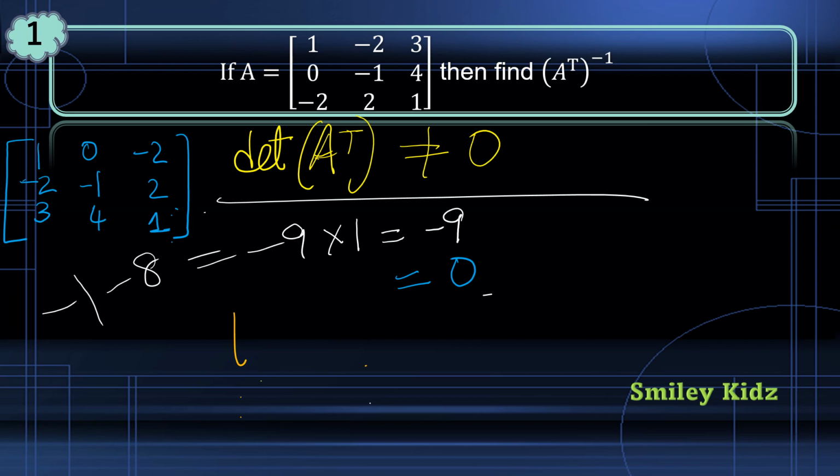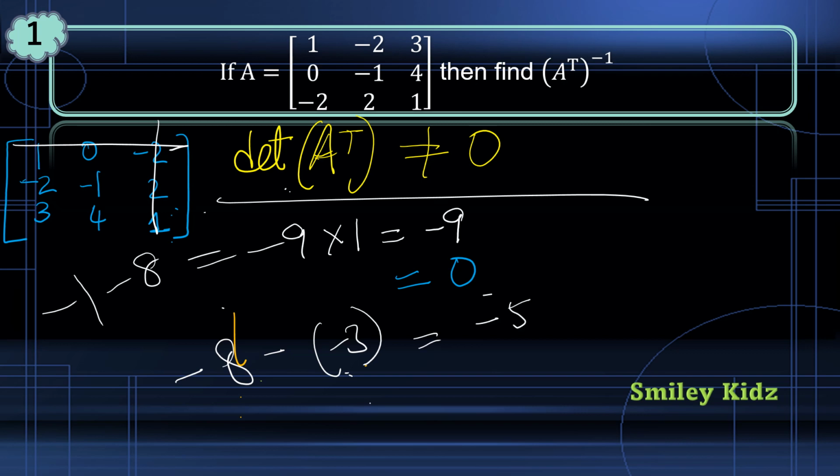Right, next cut the rows and columns. Minus 2 belongs to over here. That is going to be minus 8 minus of minus 3. That is minus 8 plus 3, that is minus 5. And now this minus 5 should be multiplied with minus 2. That will give you 10 as our third number.